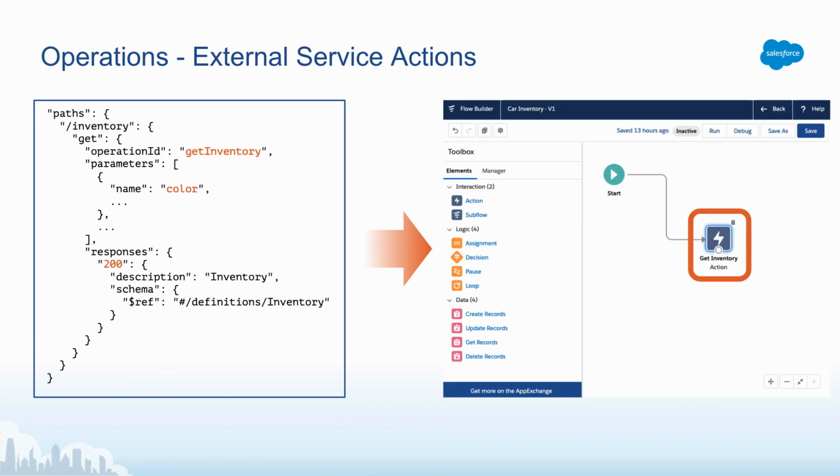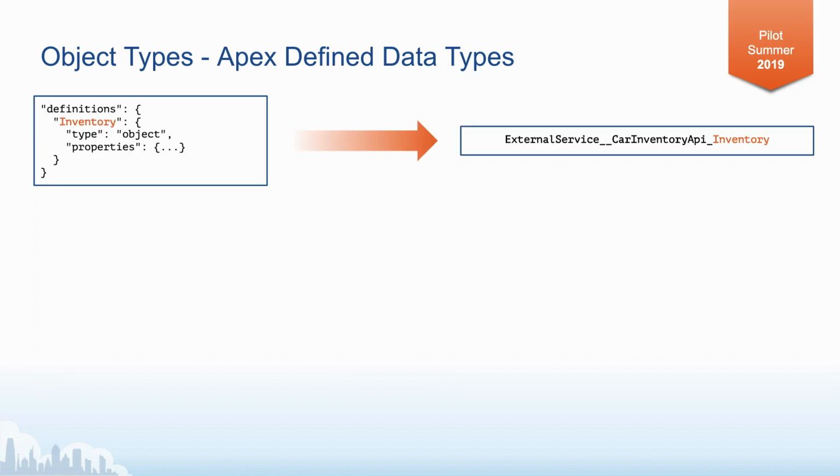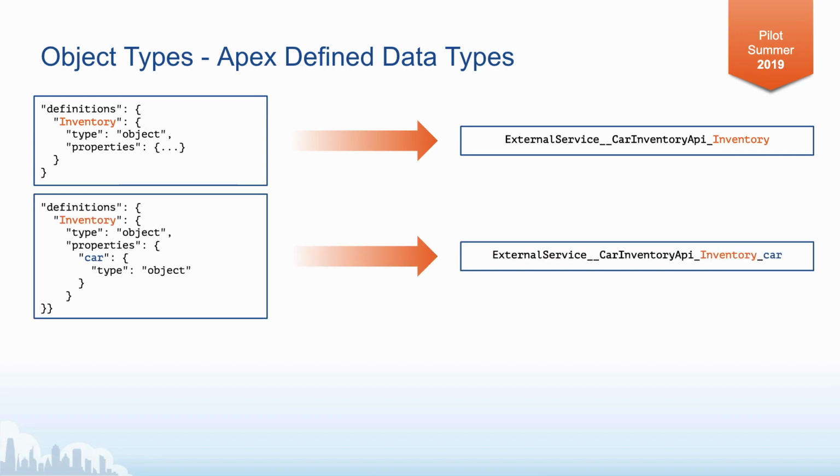So once you have done that, as a next step, you're tying up the operations. So the get inventory is now matching up with the get inventory external service that you're calling. And then the parameters we've seen before. So for the data type, and that's new in the pilot, there are 3 variations of objects you can have. One is the inventory at the top level. That shows up like this: external service, the service, and then the name of the object.